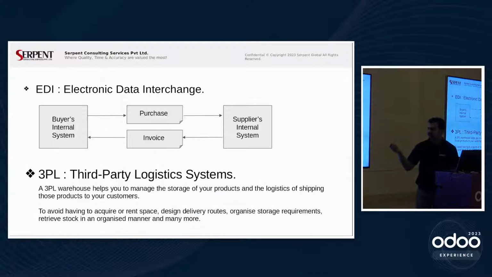Let's talk about the third-party logistics. A third-party logistics warehouse helps you manage the storage of your products and the logistics of shipping those products to your customers. To avoid having to acquire land space, nowadays people are using third-party logistics to store items in a different warehouse, and they just simply place the order, and the third-party logistics provider will ship the particular items to the customer location.